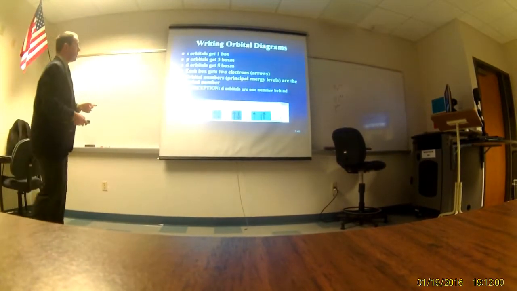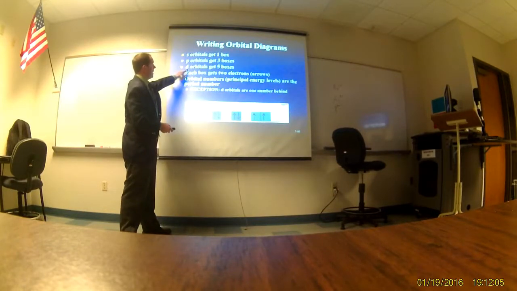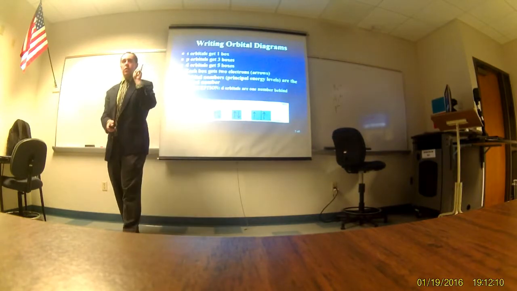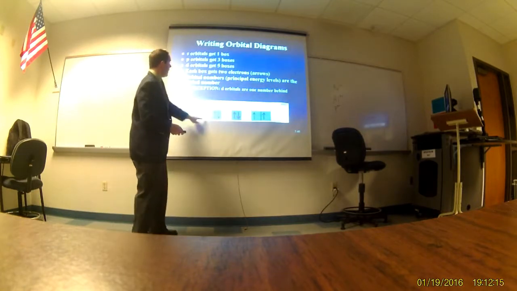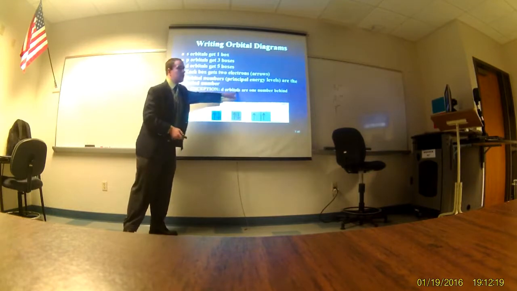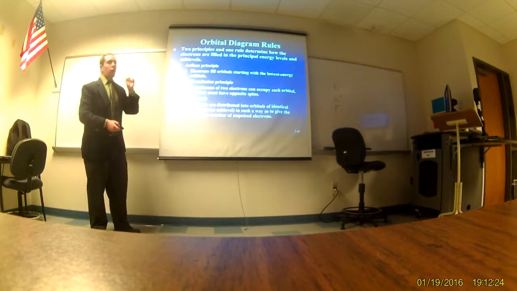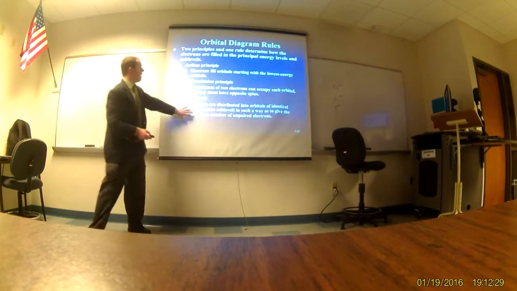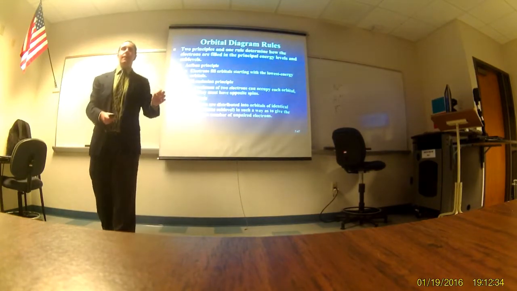We said s orbitals get 1 box, p gets 3, d gets 5. Every box can get up to 2 electrons, and you're going to write them as arrows. Don't worry about this exception yet, we'll get to it. There are rules about how you can put these electrons in. They have fancy names that we'll go over, but in reality, they're not that complicated.